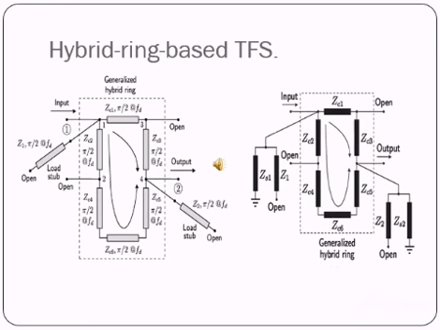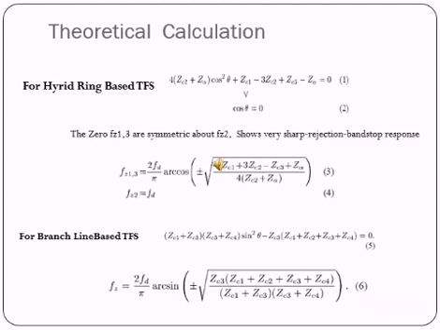This is the modification of the generalized hybrid ring to the hybrid ring based transverse filtering section, and diagram 2 shows the band pass version of it. Practical calculation. For the hybrid ring based transverse filtering section, solving equations 1 and 2, we get zeros at FZ1 and FZ3 that are symmetrical about FZ2, which is at the desired frequency FD.